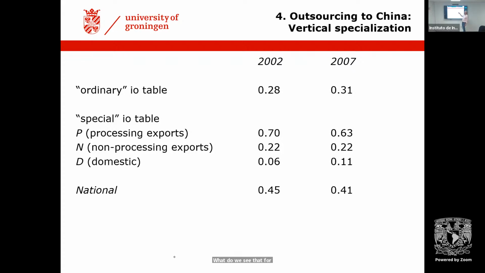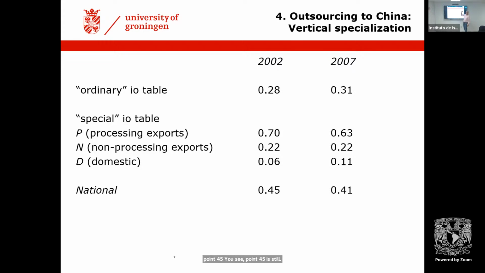That for the processing exports, the import content of 100 renminbi of exports is 70 renminbi of imports. That is huge. For domestic use only, that was the production that used hardly any imports. You see, it's only 6. And that was the intermediate category. If you take the weighted average of these numbers, then you arrive at a national total of 0.45.